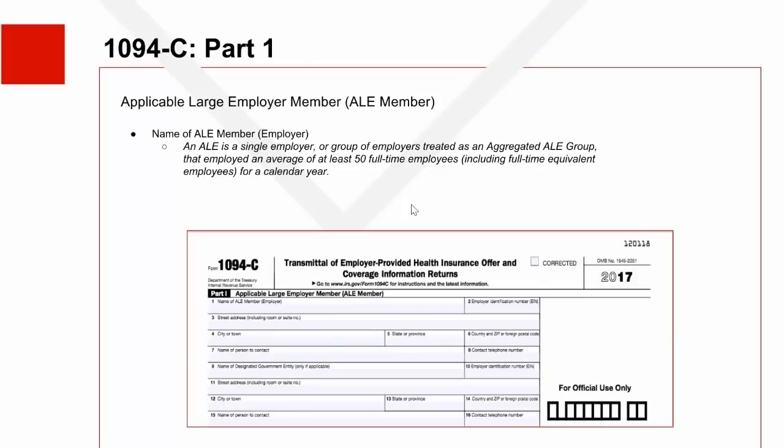Now I want to go ahead and take apart these forms piece by piece, starting with part 1 of the 1094C. This section is pretty straightforward. The IRS is really just looking for the employer basic details for each ALE.